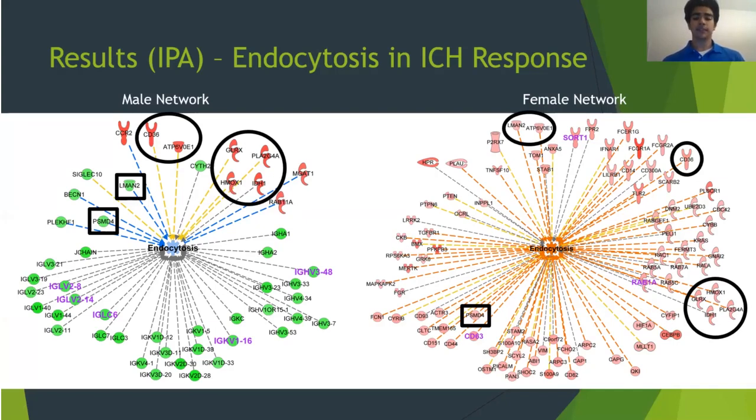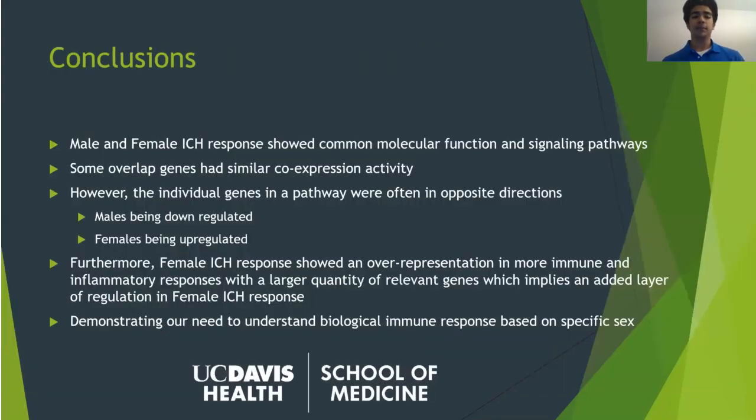By taking a look at these different pathways, we seem to be coming to the same conclusion: there are some molecular function and signaling pathways that overlap between male and female ICH response, and they even have overlap in the genes. However, the individual genes in the pathway are often in opposite directions, with males being downregulated and females being upregulated in transcriptional regulation, which demonstrates our need to understand the sex differences in ICH immune response.